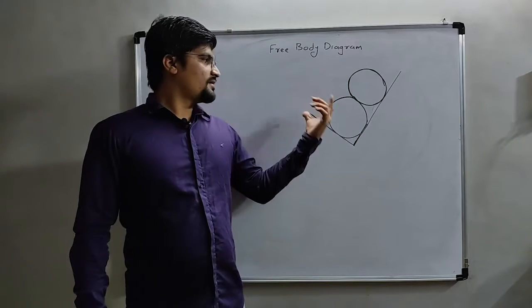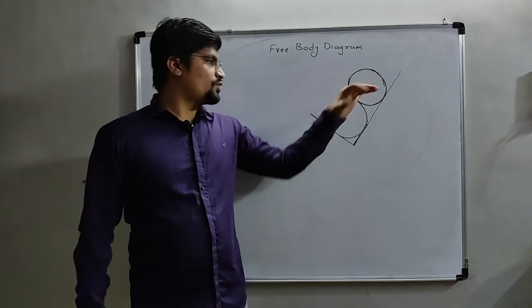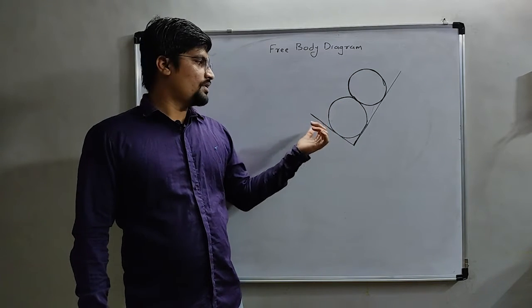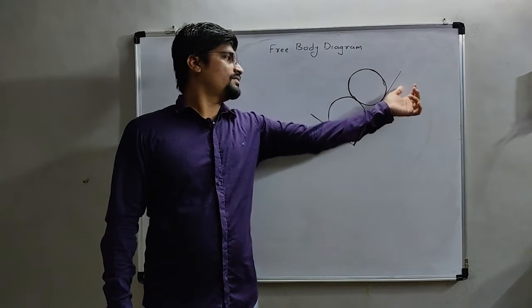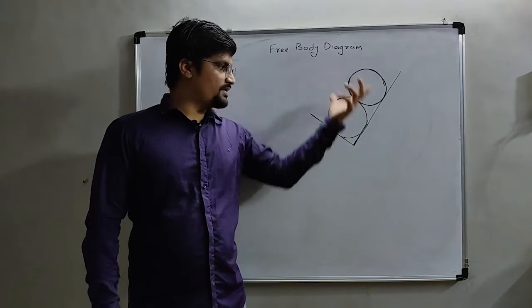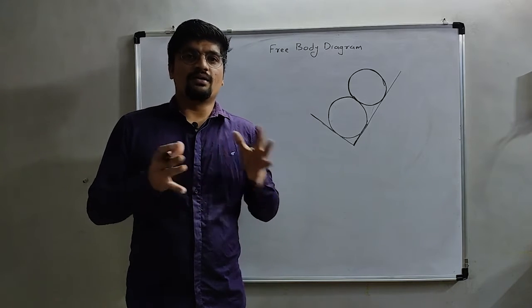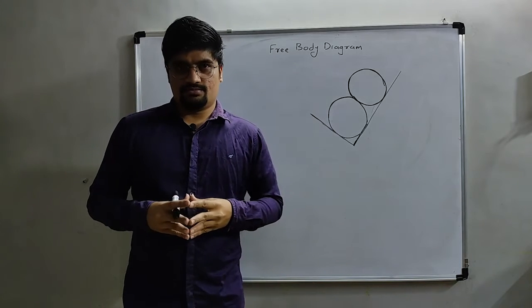This one is another complex body. Here two circles are stuck with each other, and here it is one bucket in which the circle is placed. Now how will we convert this into a free body diagram?